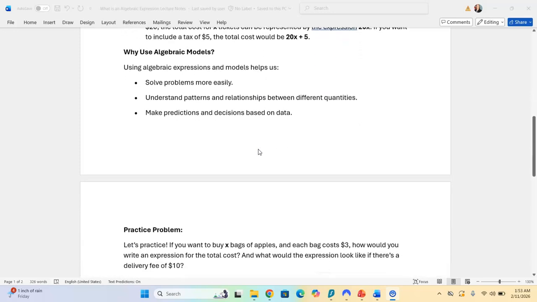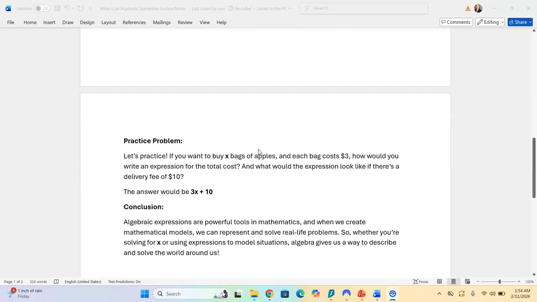And this is just some reasons why we need algebraic expressions. Making predictions and decisions based on the data, that's one that really should hit home to you if you're thinking about the health field. Think about medications and dosages and length of time, pace, and intensity for treatments. That's something that may be a real-world connection for you.